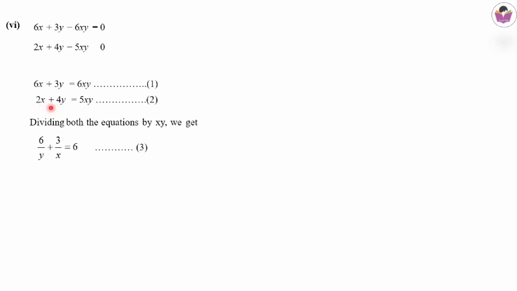And when you divide the second equation by xy, what we will get: 2x by xy, x and x cancelled and we will be getting 2 by y, and 4y by xy means y cancelled, and we will be getting 4 by x, 5xy by xy means xy cancelled, and finally we will be getting only 5. Equation number 4. So these equations you know how to solve now. Just substitute some variables for 1 by x and 1 by y and try to solve these equations without anybody's help.